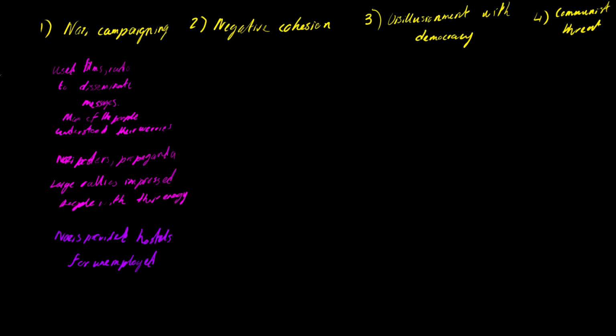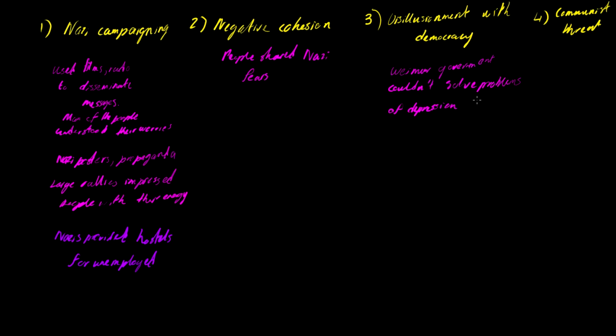So negative cohesion. We can look at people shared Nazi fears, not Nazi views. So people were disappointed with democracy. The Weimar government couldn't solve problems of depression and cut government expenditure. It cut expenditure by cutting social welfare, which was unpopular, and this led to unemployed people supporting the Nazis.